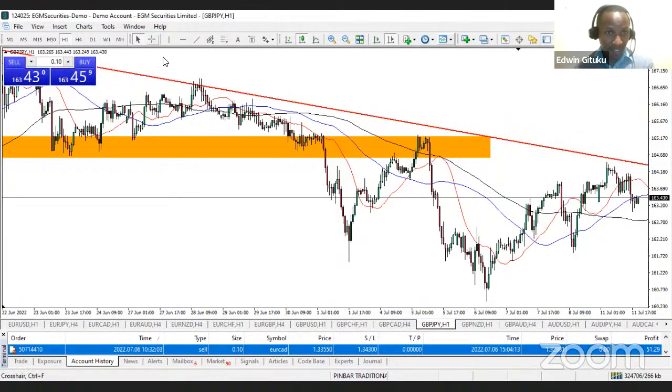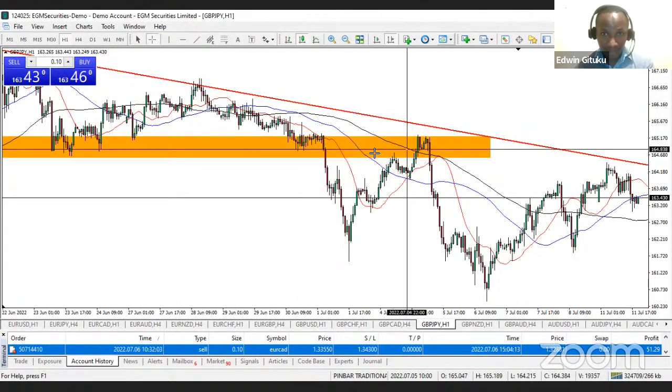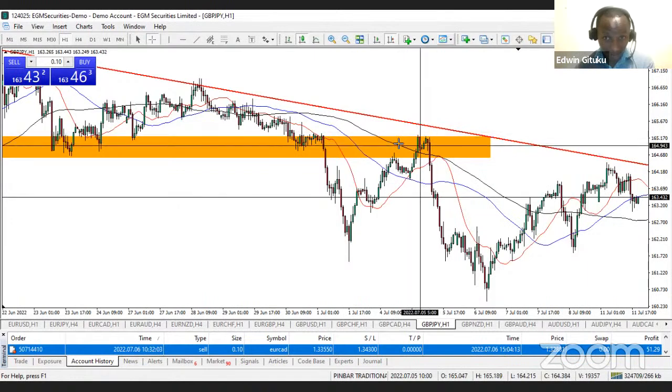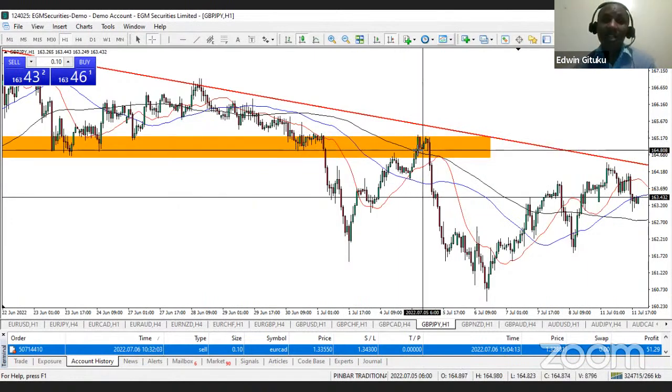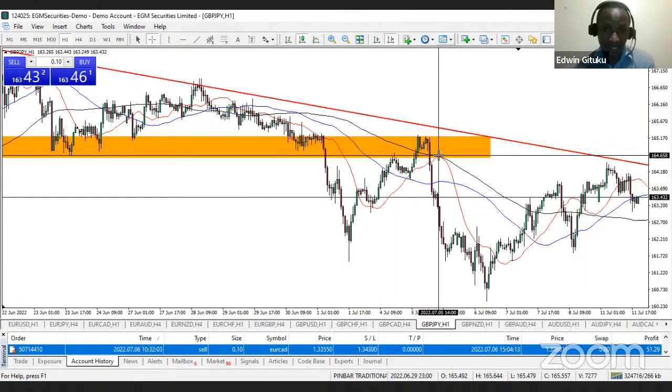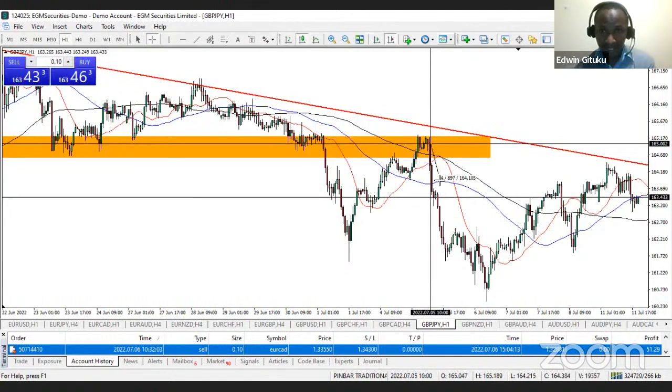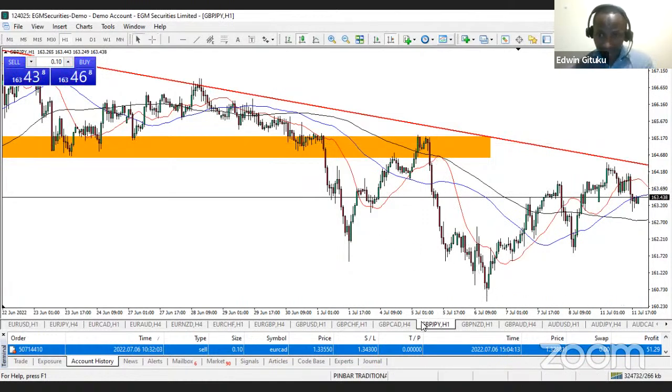So as you can see here, price made an aggressive downward move. When price was unable to penetrate this zone, which was now serving as resistance, you can see that there was a massive downward move by close to 450 pips. So it was a very massive move. Again, that was another setup within the course of last week.